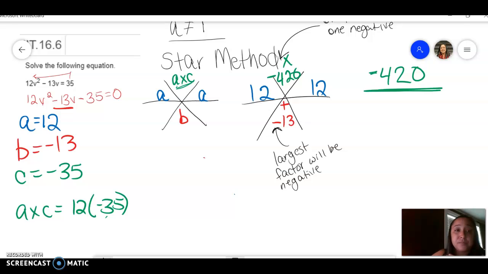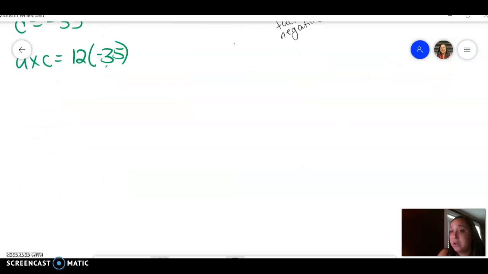I like to work smart, not hard. 420 is a big number, and I could go through a large list of numbers here. But what I noticed from the very beginning is, how did I get 420? I multiplied A times C, 12 times 35. 12 times 35 has to give me 420. Let's make that largest number negative, guys.